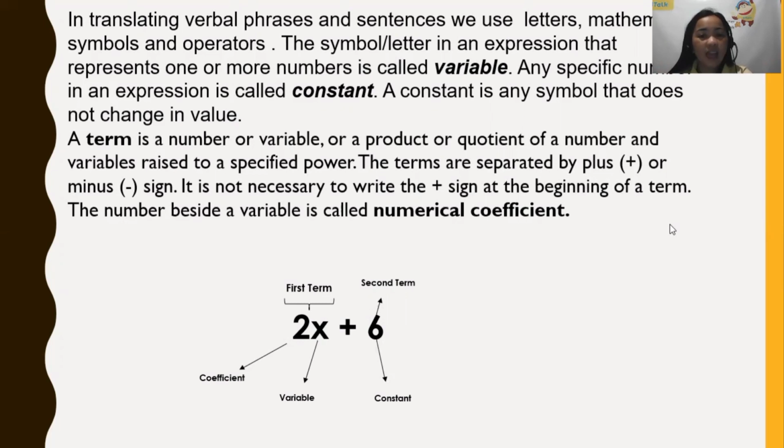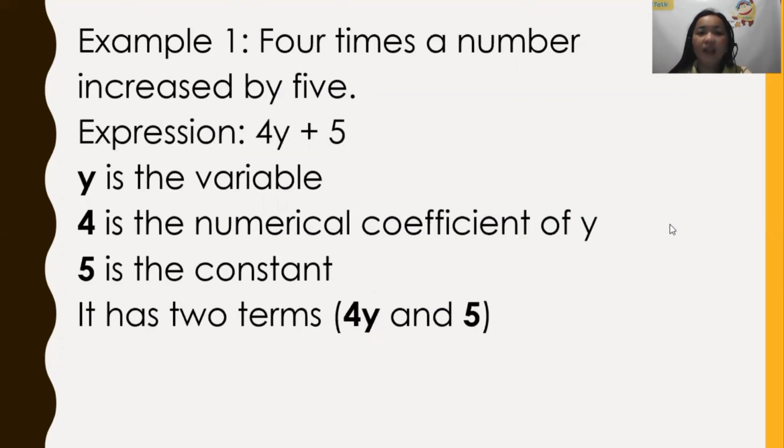Now, let's have another example. 4 times a number increased by 5. We can write this as 4y plus 5. y is the variable, 4 is the numerical coefficient of y, and 5 is the constant. And this expression has two terms, and these are 4y and 5.